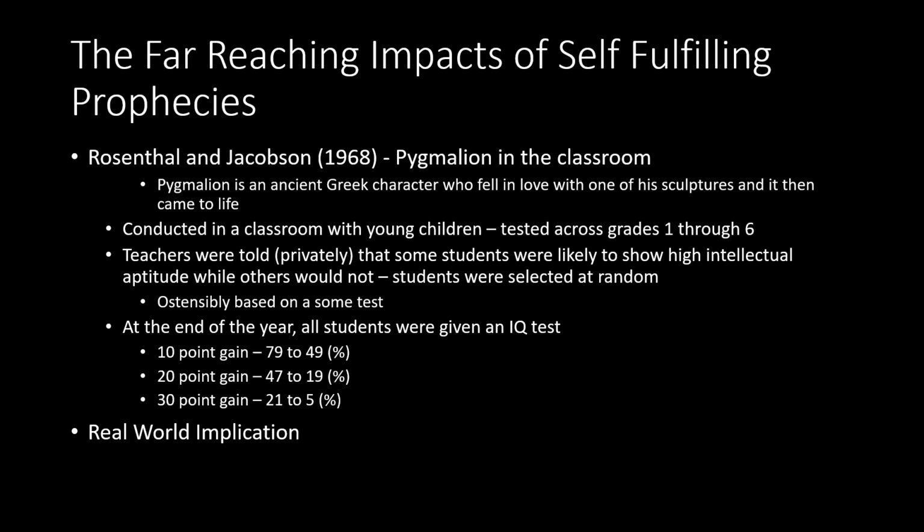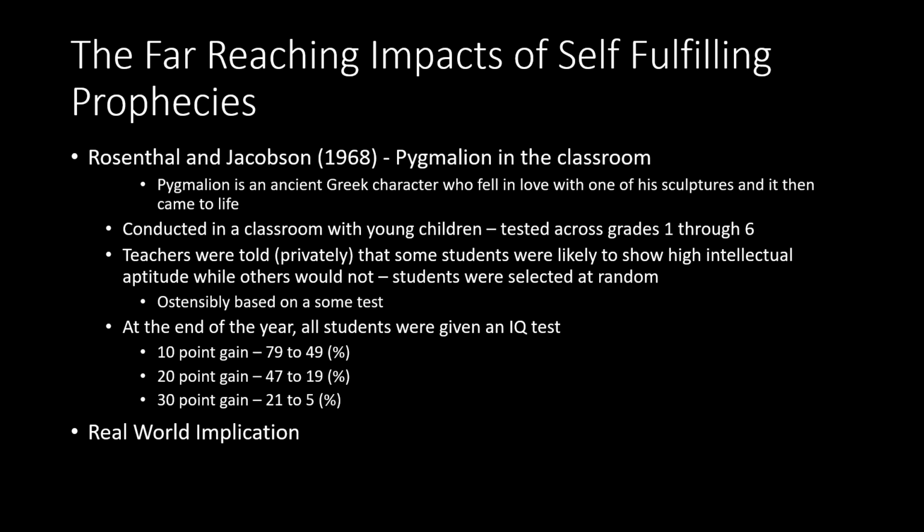Okay. Out of students that received a full 30-point IQ gain, 21% of those were those selected as the intellectually high aptitude category, while 5% of those who achieved this gain were in the lower aptitude category. For a 20-point gain, it was 47% of bloomers to 19% not, and for a 10-point gain, you had 79% of them were the bloomers and 49% of them were not. Now, this is a pretty stark difference.